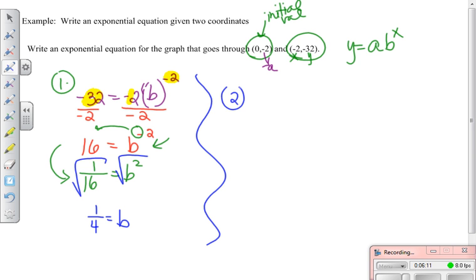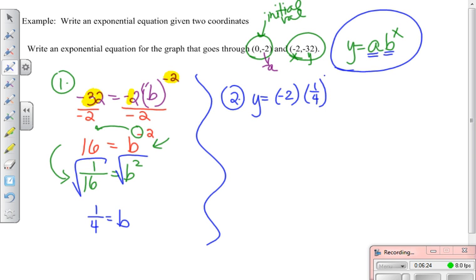So step 2, I need to write the equation. So remember, I'm going to leave y in. I'm going to replace a and b, leave x. So y is equal to negative 2 times 1/4 to the x. And again, I cannot multiply that 1/4 and negative 2 because of order of operations. Exponents come first. And just for review, that value right there tells me this is going to be a decay graph because b is between 0 and 1. So that ends the 10.1 lesson.